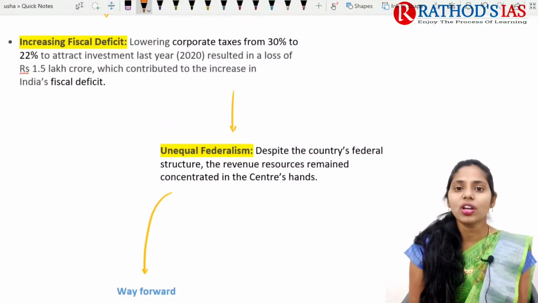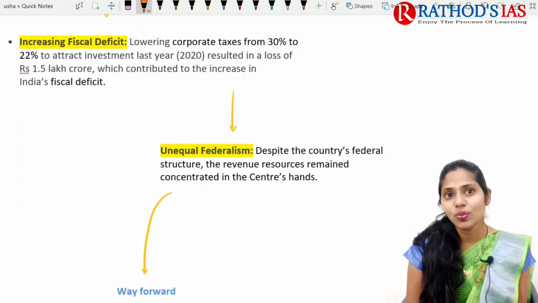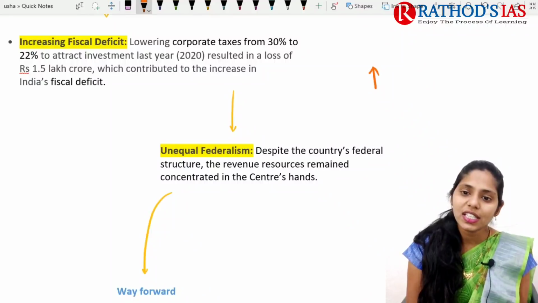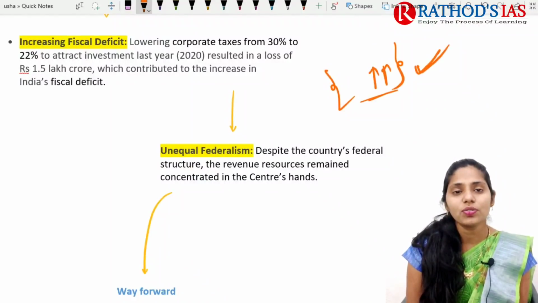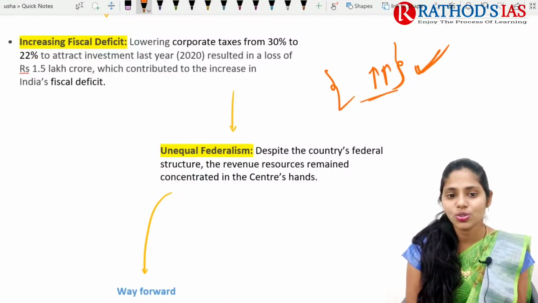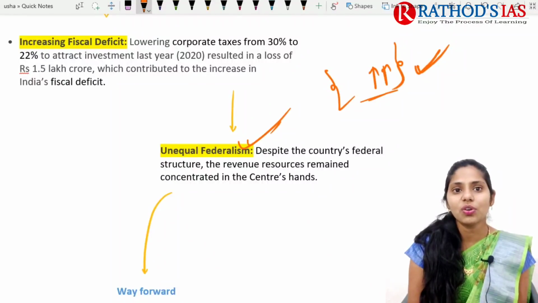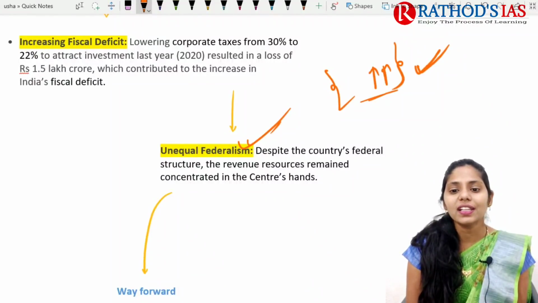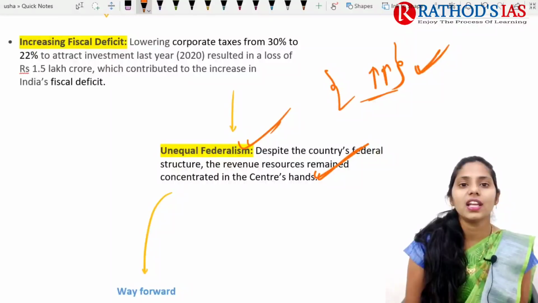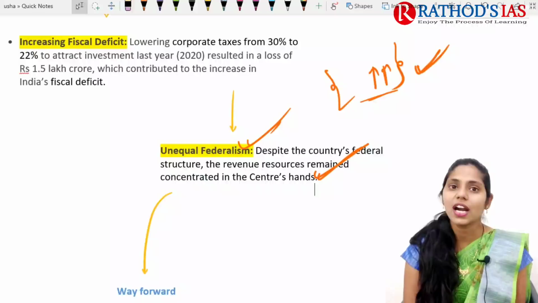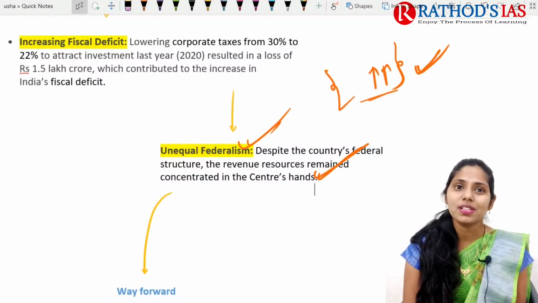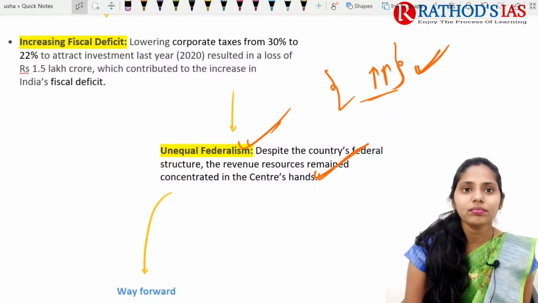And if you're talking about fiscal deficit, because COVID-19 entered our lives, there is increased spending from the government. Because of this, an increase in the fiscal deficit is also seen. And we can see there is unequal federalism as well. Despite the country's federal structure, the revenue resources remained concentrated in central hands. So there is unequal federalism. Due to the COVID-19 pandemic, we studied different issues regarding the states and the center, for example GST compensation.